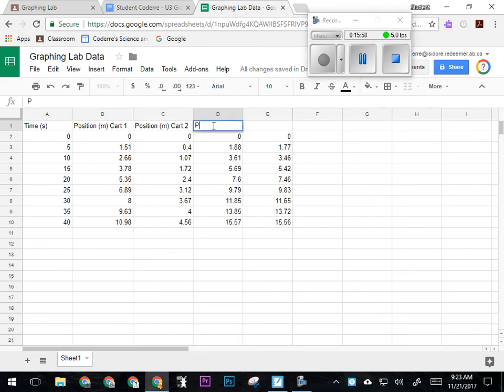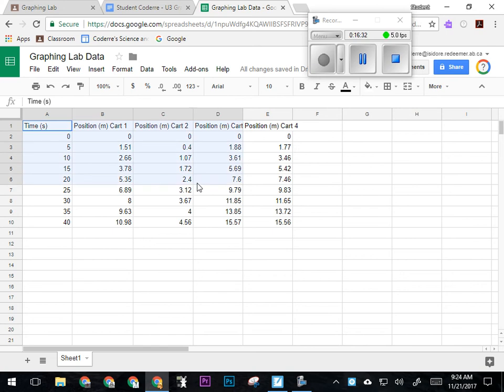Okay, so once I've got these all filled in, so I've got position in meters, cart 3, position in meters, cart 4. Okay, now I want to put these into a graph. Notice, guys, and this is really important, I don't have seconds or meters in any of these number fields. If you do that, Google Sheets will mess it up. It gets really confused when you have numbers and letters in the same field and it's trying to graph it, because it doesn't know what to do.